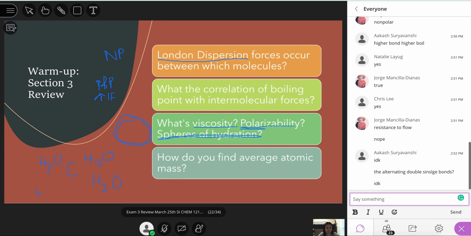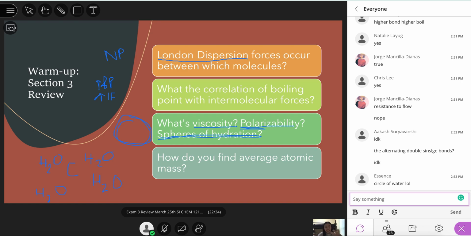I think you're thinking a little too far into it. It's actually just going to be a molecule surrounded by water molecules. That's what the sphere of hydration means. It's a literal sphere of H2Os, or water molecules, surrounding a molecule. It's pretty straightforward. Just circle water. Yeah, and then what about average atomic mass?